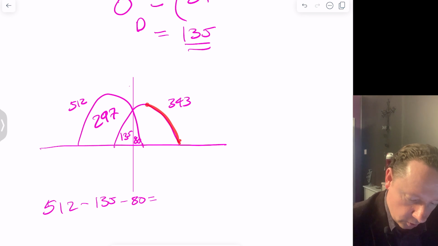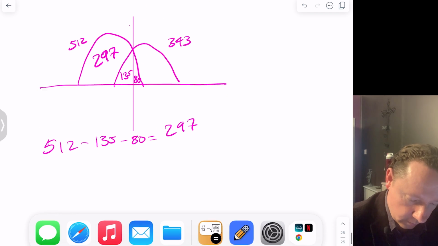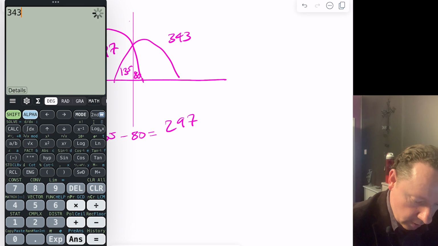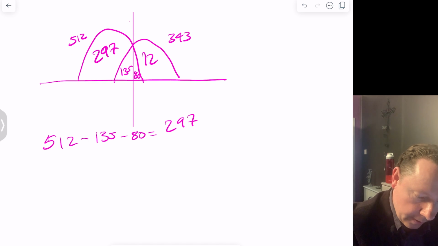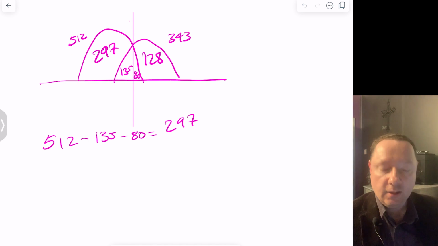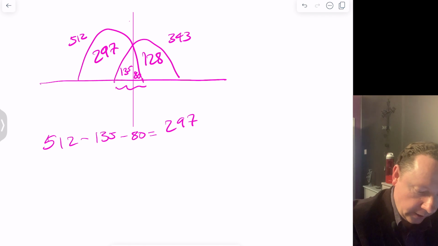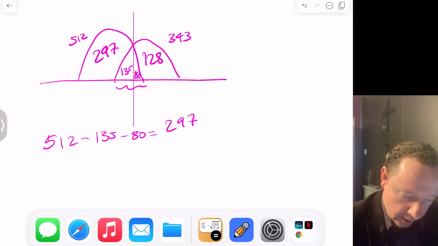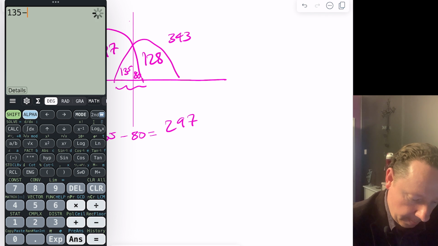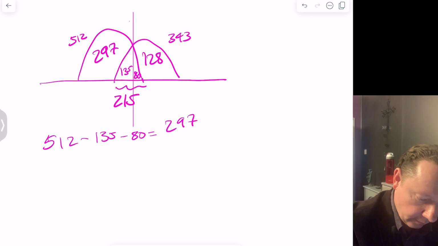And the other side, I need to do 343 minus these two numbers. 343 minus 135 minus 80 is 128. So we get 128 on this side. And that is our 4 bits. We need the total area of this bit, of course, because the question asked it. So 135 plus 80 is 215. So that bit here is 215. So there's our 3 areas, units squared, and units squared.